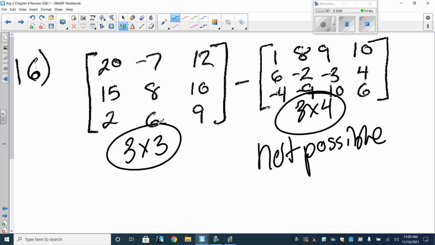Any questions on 17, 18, 19, or 20? Questions on 17 through 20. So we're good with addition, subtraction, and multiplication? I actually have a question. I thought you said that that would still work since you could do 3 by 3. But it's on 16. That is multiplication. Okay. Yeah, since this is subtraction, it wouldn't work. Now, if we were multiplying them, this would work, and we would get a 3 by 4 as our new matrix. But because it's subtraction, it doesn't work.